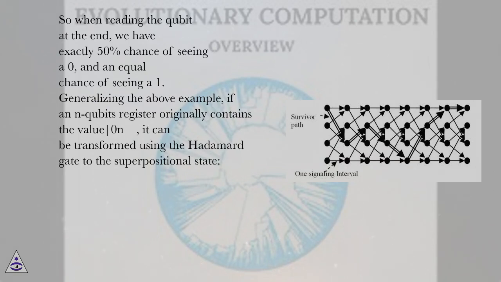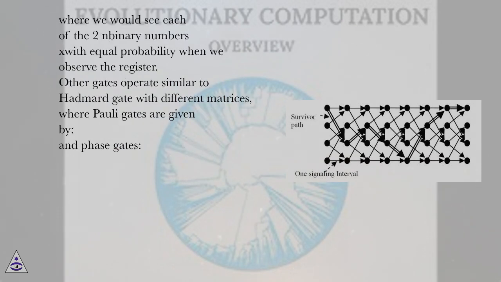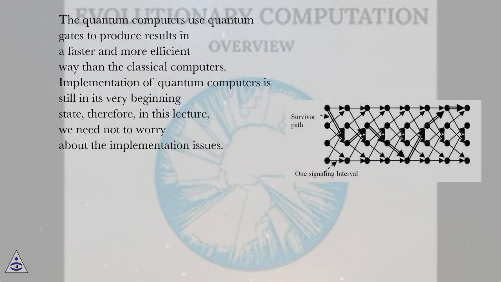Generalizing the above example, if an input register originally contains the value |0>^n, it can be transformed using the Hadamard gate to the superposition state, where we would see each of the two binary numbers with equal probability when we observe the register. Other gates operate similar to the Hadamard gate with different matrices, where Pauli gates are given by and phase gates. The quantum computers use quantum gates to produce results in a faster and more efficient way than the classical computers. Implementation of quantum computers is still in its very beginning state, therefore in this lecture we need not worry about the implementation issues.